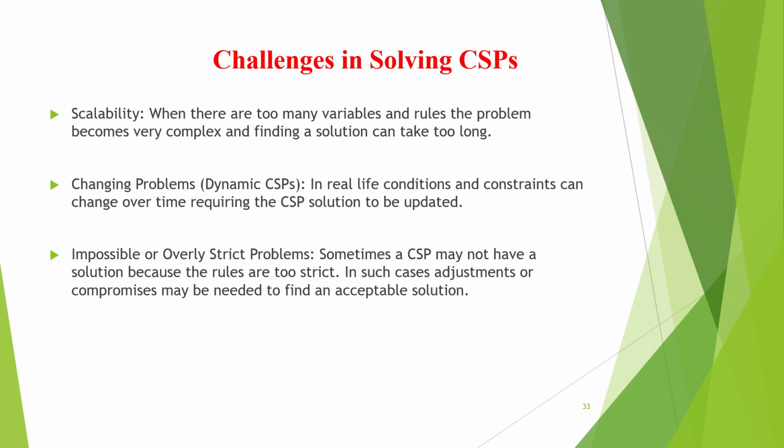Challenges in solving CSP. Scalability: when there are too many variables and rules, the problem becomes very complex and finding a solution can take too long. You can solve it, but it will take more time. Changing problems: in real life, conditions and constraints can change over time, requiring CSP solutions to be updated. Impossible or over-strict problems: sometimes a CSP may not have a solution because the rules are too strict. In such cases, adjustments or compromises may be needed to find an acceptable solution.